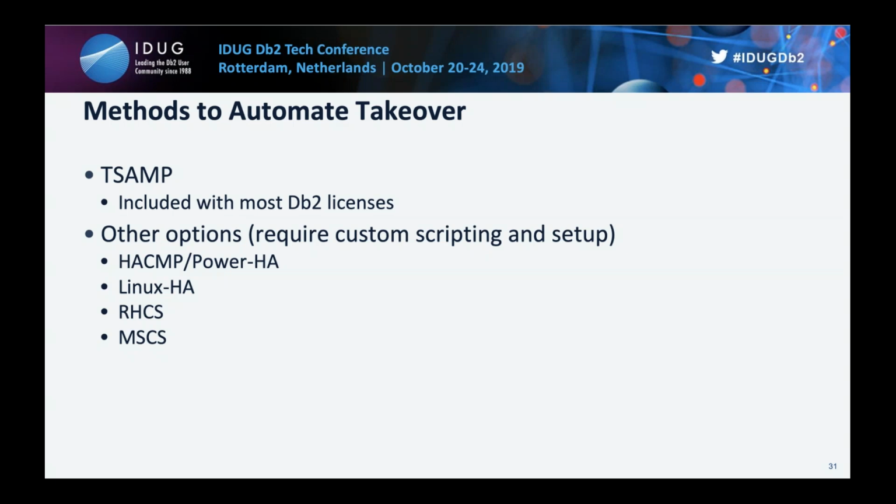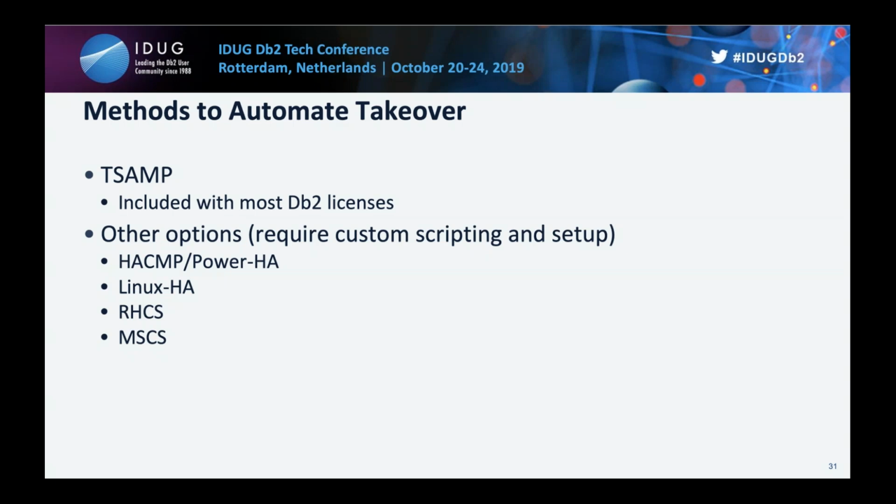But there are other options that require some custom scripting and setup. You can use HACMP or PowerHA. I've done that. You can use Linux HA, Red Hat clustering services, or Microsoft clustering services. IBM has on their roadmap some sort of integration with Pacemaker. I don't know what that's going to look like, but it's on their public roadmap that they may be considering some integration with Pacemaker. Really, you could use any tool that performs these kinds of actions.